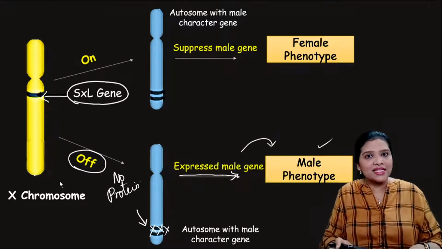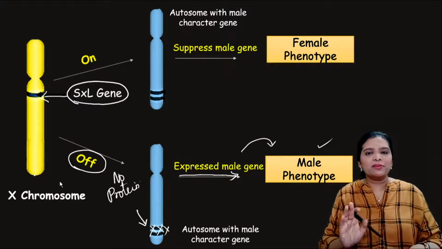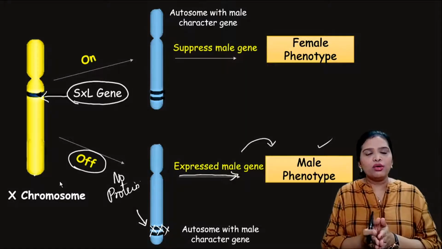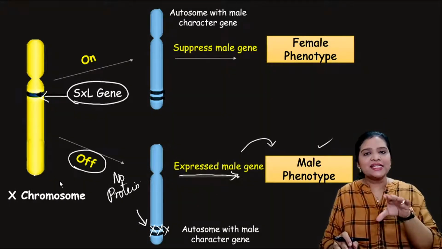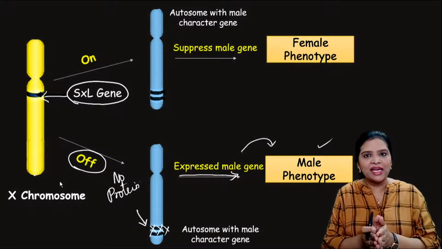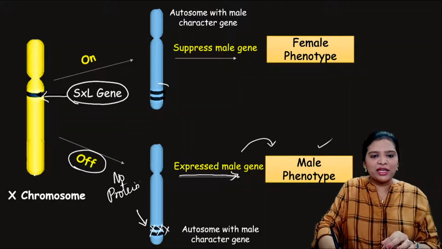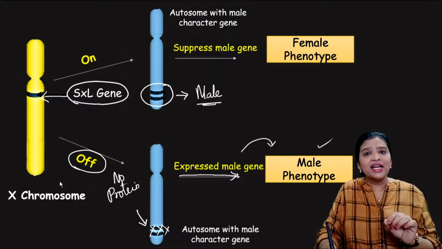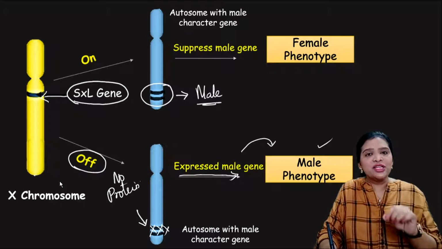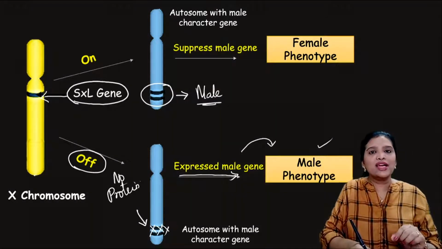Okay, understand? So what you totally got from these points is that in Drosophila, the Y chromosome does not determine the sex of the organism as a male. The autosome contains a particular gene which determines whether the organism is a male or not. However, there is another gene present on the X chromosome which is called the master gene.